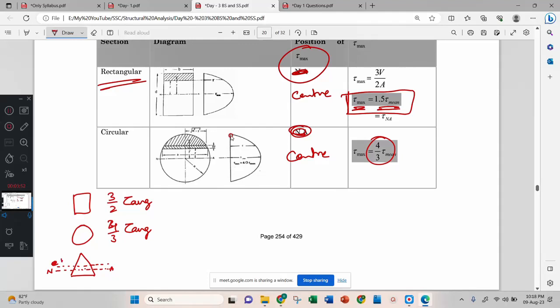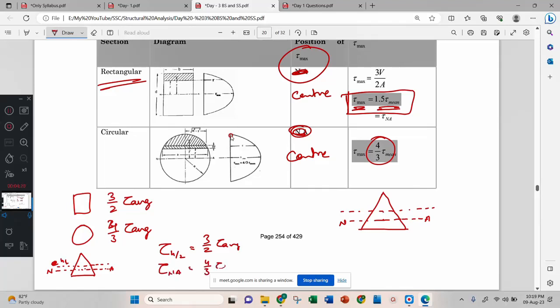h/2 axis, therefore tau h/2. This is the centroidal axis, neutral axis. This is the h/2 axis, okay, tau h/2. 3/2 tau average, tau at neutral axis.